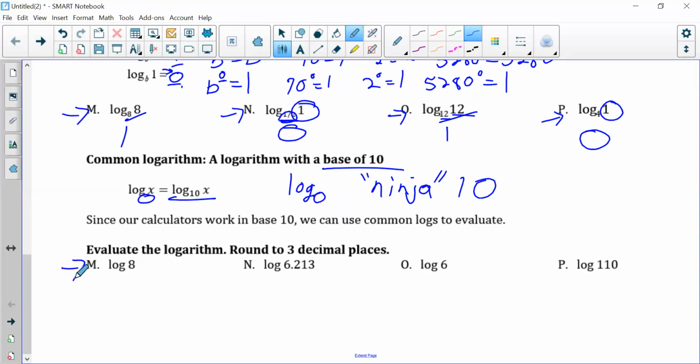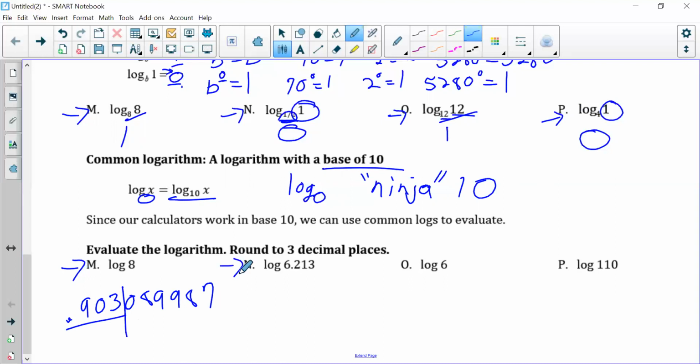So literally, for M here, I'm going to push the log button on my calculator and then the number 8 and hit equals. And that tells me that my answer is 0.903089987. All right, for the purpose of this class, 3 decimal places, please. So my answer here is going to be 0.903.